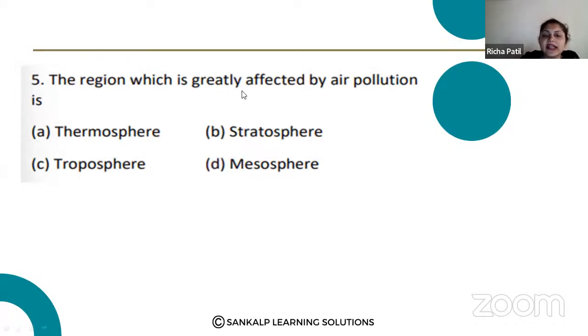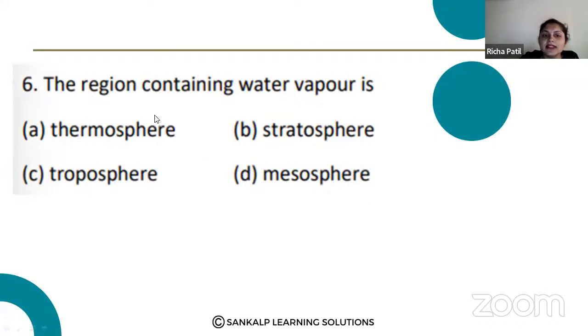Next, the region which is greatly affected by air pollution is... Option A. The region containing water vapor is... Which region has water vapor? It is C, troposphere.